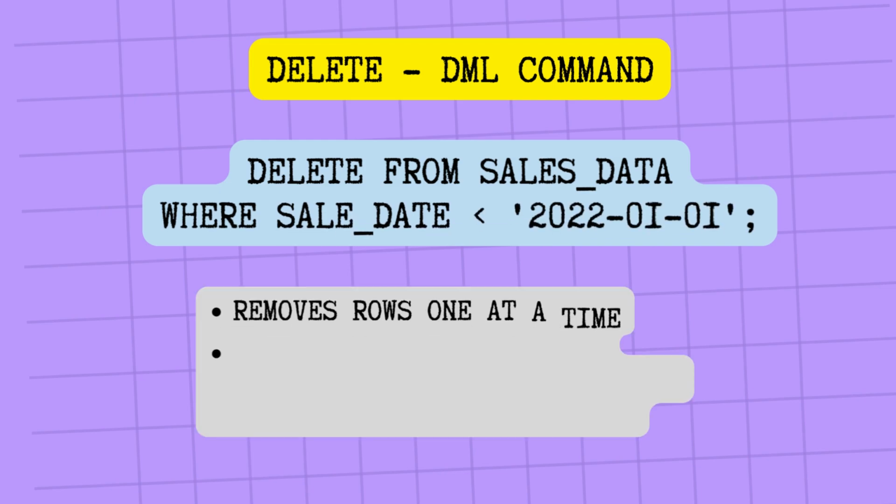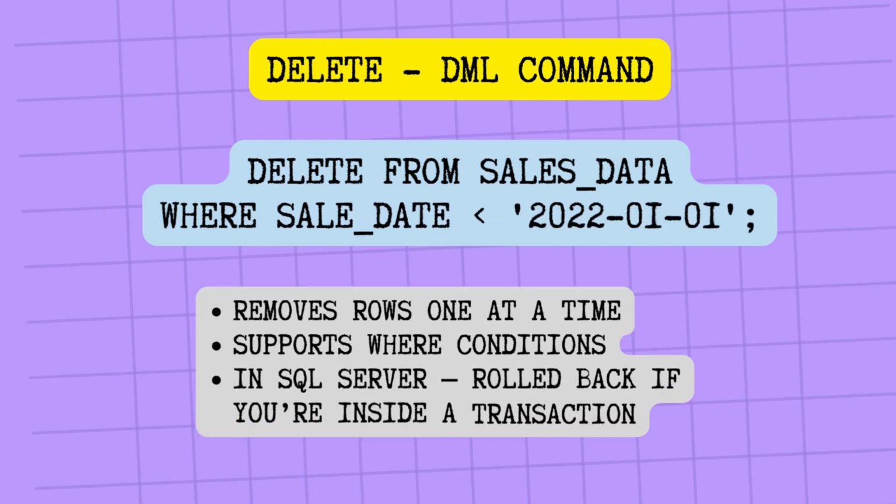DELETE is a DML command, data manipulation language. It removes rows one at a time, supports WHERE conditions, and in SQL Server, it can be rolled back if you're inside a transaction. Now, let's talk about TRUNCATE.